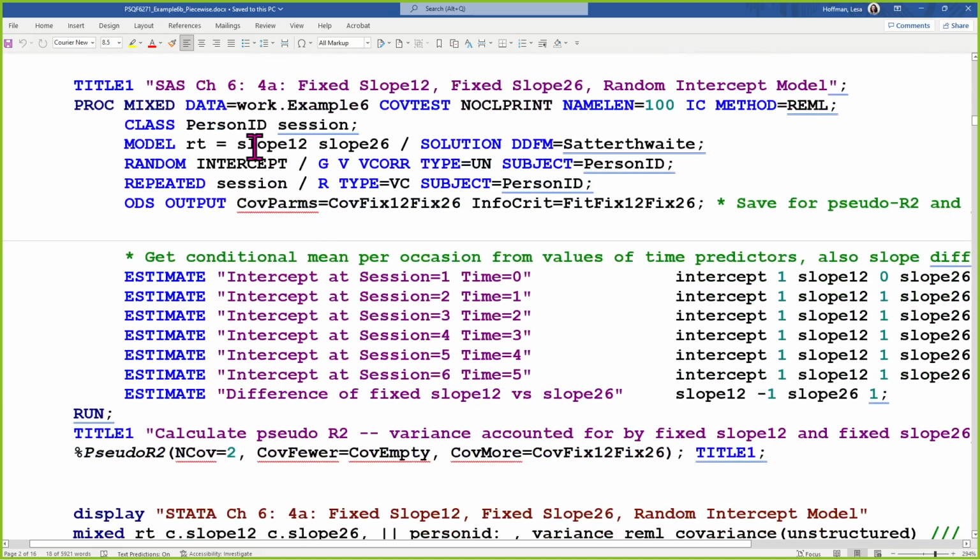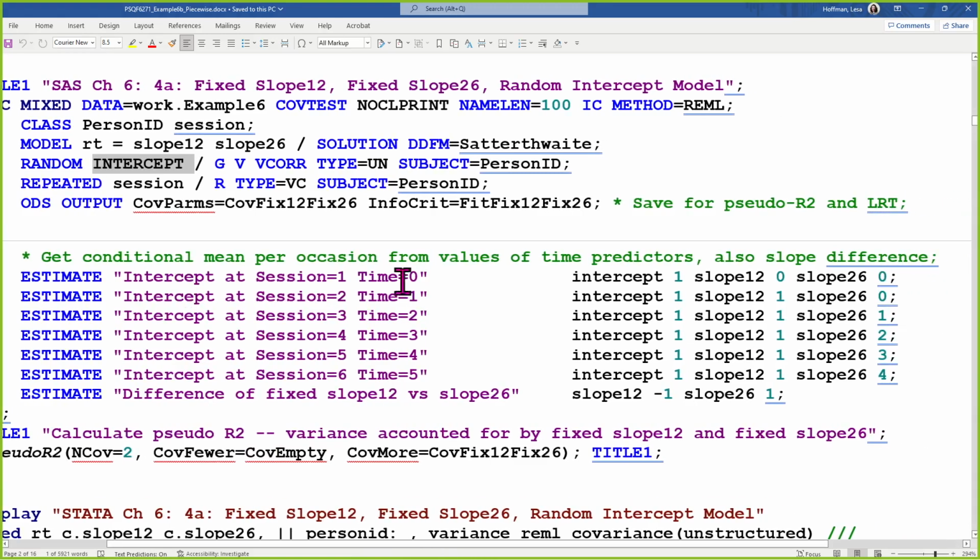So then here is the corresponding syntax to make that happen. I'm in REML as usual. Response time in milliseconds is my outcome. My level 2 identifier is person ID. My level 1 identifier is session. So that's the original 1 to 6 variable that's being treated as an ID variable in this case. I've got slope 1, 2 and slope 2, 6 as fixed effects, only a random intercept. I am asking for the predicted mean, or conditional mean at each occasion, so I can see how well the model appears to fit the saturated means.